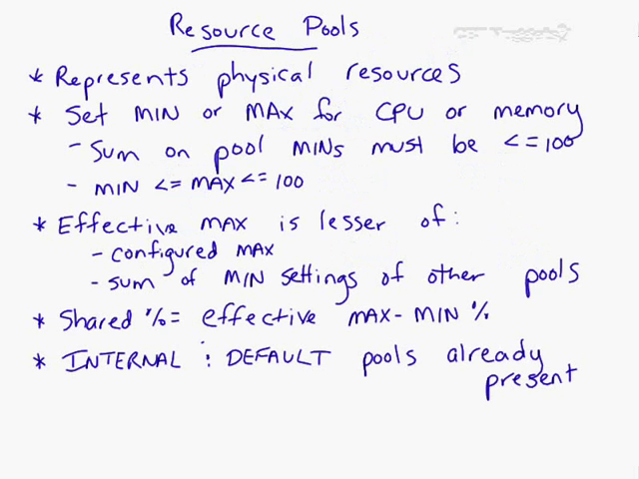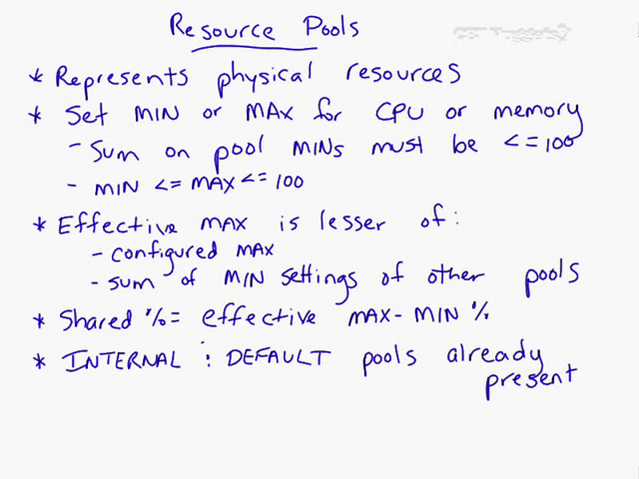Let's talk a little bit more about the concept of a resource pool. So the resource pool just represents the physical resources. What you're going to do here is set min or max values for either the CPU or the memory, and add up the min values for all of your resource pools. Make sure that it does not exceed 100%. Your max values have to be somewhere between the min value and 100, obviously.